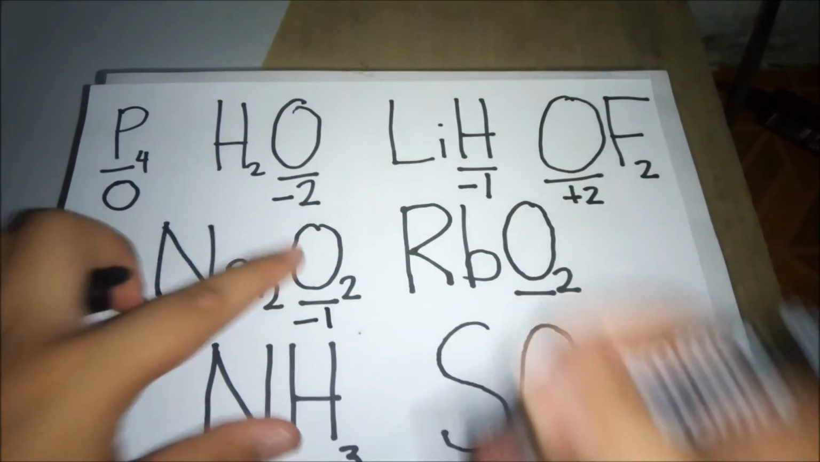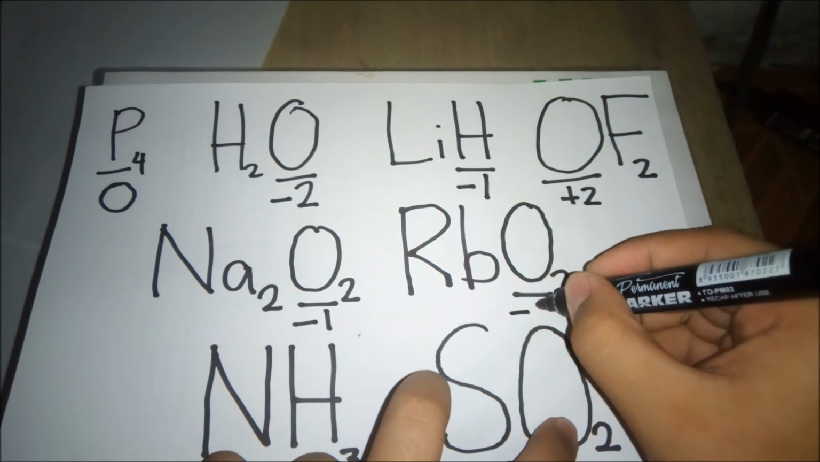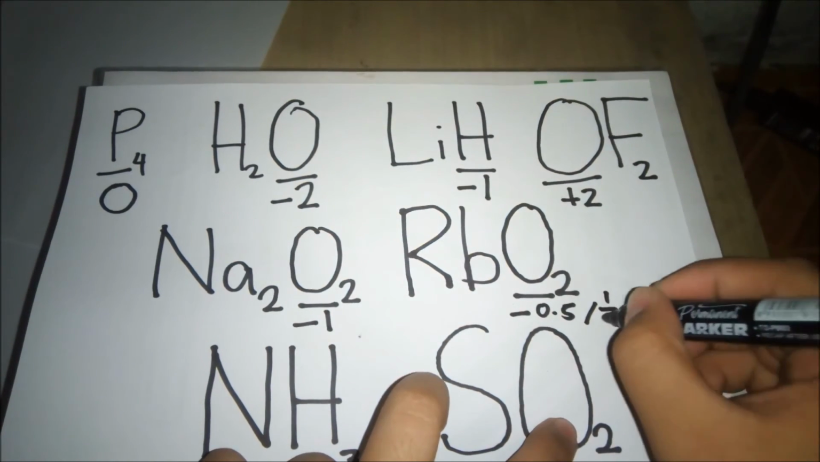Okay, now in item number 6, we have to look for the oxidation state of oxygen in RbO2. In this case, we have a superoxide. It has a form of XO2 where X is Rb and Rb is a group 1A element as well. This gives oxygen the oxidation state of negative 1/2 based on the specific rule number 2 that we have discussed.